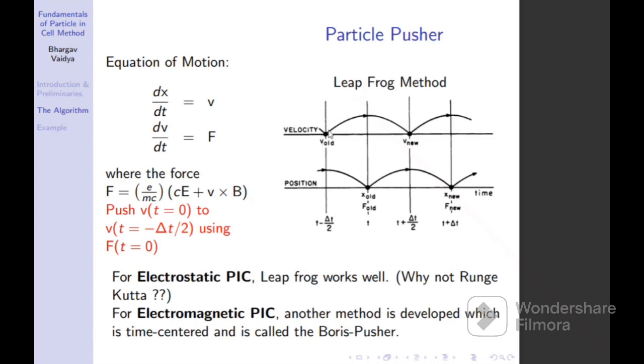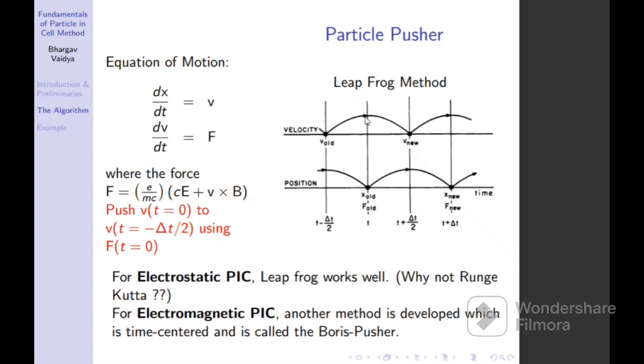So you get basically the new v old. And then using f at t equal to 0, you have x at t equal to 0, E at t equal to 0, so you can compute f at t equal to 0. But you go backwards in time. Now this is your new v old.